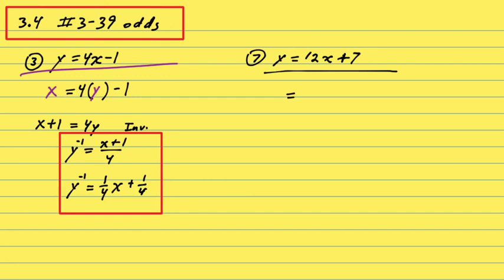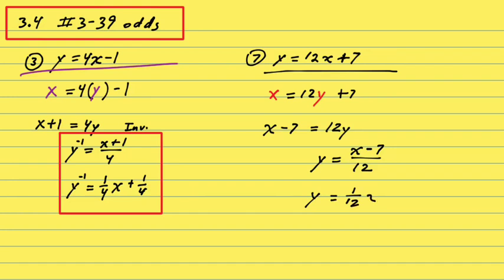How about number 7? Can we switch x and y here? So now the y becomes an x and the x becomes a y. Solve it for y. So you would subtract 7 and divide by 12. Again, whether you write it that way or this way, it means the same thing to me. They're both lines. Again, these are the inverses, so it might call it y with a little -1.